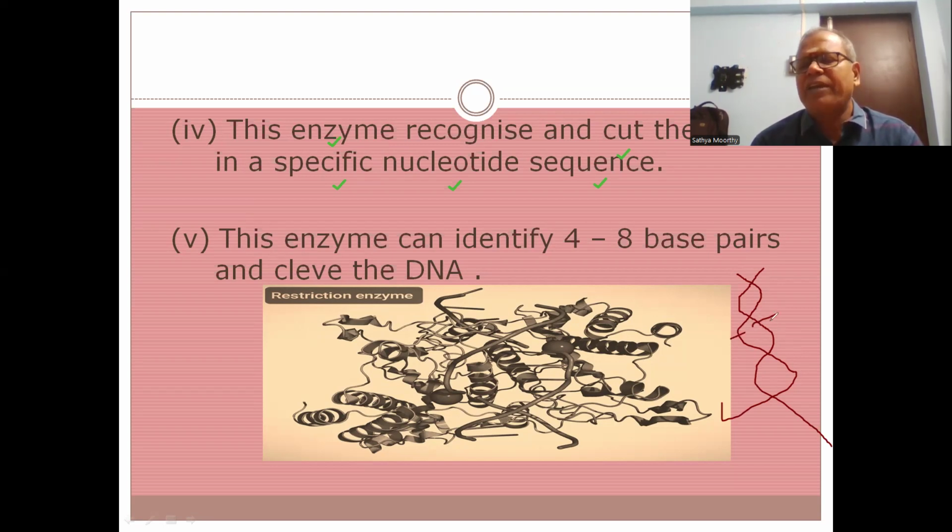Some restriction enzymes create even cuts. Some restriction enzymes create uneven cuts in the DNA strand. So this is even cut. This is uneven cut. This is a structure of restriction endonuclease or restriction enzyme. And the restriction enzyme has got the ability to identify 4 to 8 base pairs. Adenine, guanine, thymine, and cytosine are the nitrogenous bases seen in DNA. Adenine, guanine, cytosine, and instead of thymine, uracil is present in RNA.